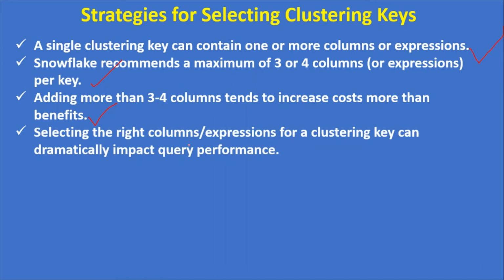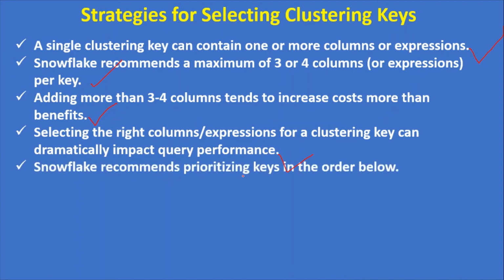Selecting the right columns or expressions for the clustering key can dramatically impact query performance. As I said, out of 100 columns, what are the most used columns in the filter condition? If you create a clustering key on those columns, then there would be good performance.